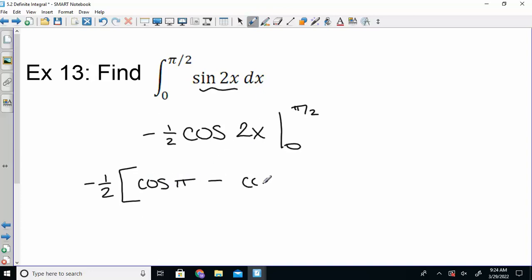2 times pi over 2 is pi. 2 times 0 is 0. Cosine pi is negative 1. Cosine of 0 is 1.